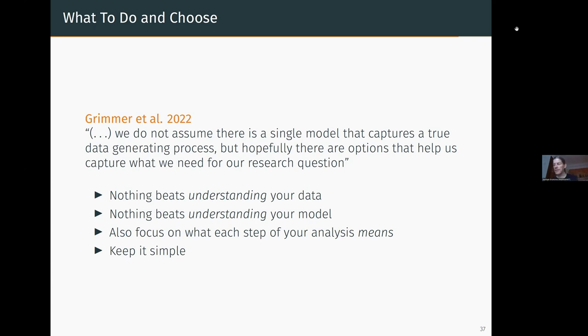And finally, it's very important to keep things simple. It's very nice often to make a very complicated model and do this and this and this, but keep it simple. Stick to the point. If it works, it works. Keep it simple. Try to cut back on things that you don't need.